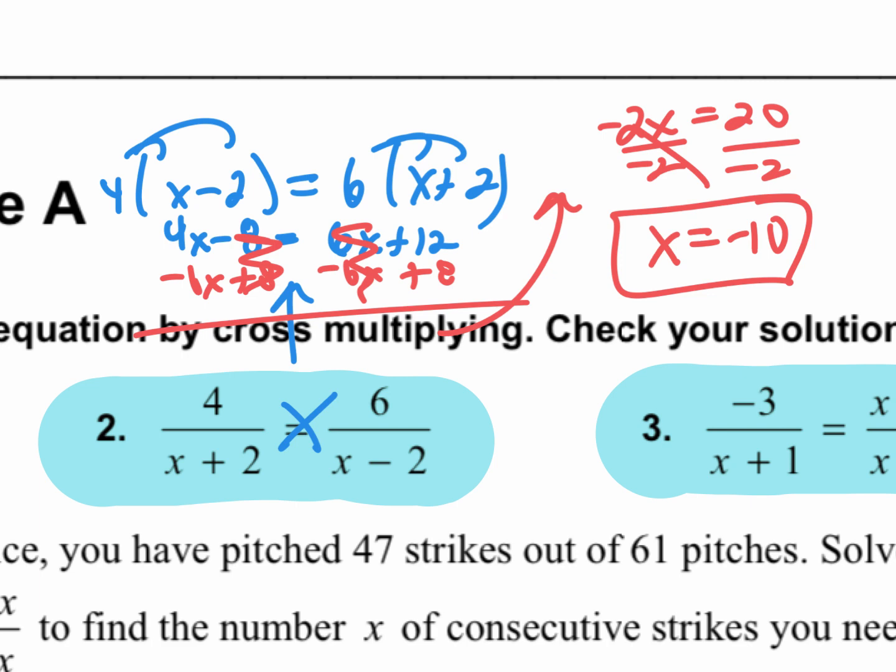Now, we love these equal signs because then we can say, okay, good, I know for a fact I got it right or not. What do I have to do with that negative 10? I got to plug it in and just make sure what? That the denominator does not become 0. You can check it all the way through and make sure the left-hand side equals the right-hand side. But when I say negative 10 plus 2, not 0. When I say negative 10 minus 2, not 0. We're good.